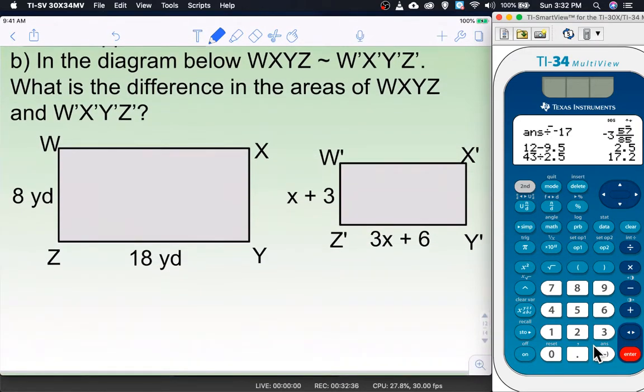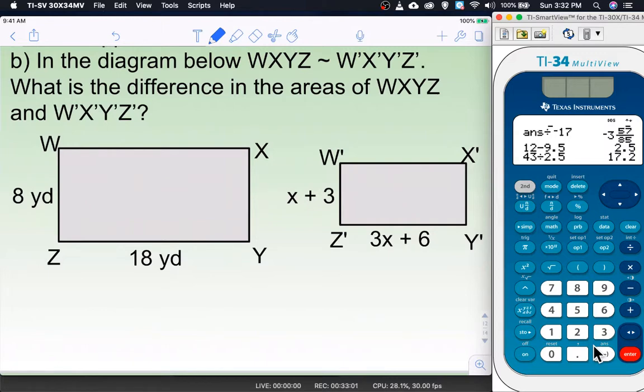Now, same type of thing, but harder. In the diagram below, WXYZ is similar to W'X'Y'Z'. What is the difference in the areas of WXYZ and W'X'Y'Z'?